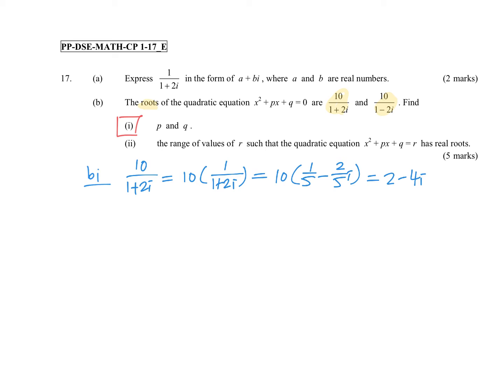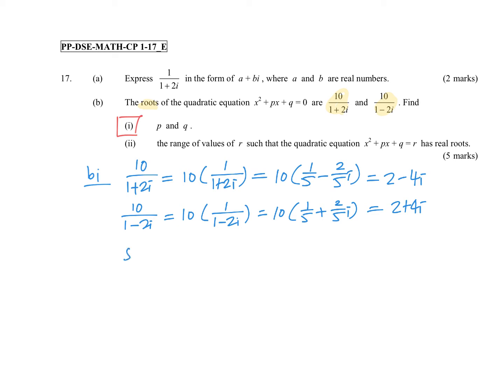And then similarly, 10 over 1 minus 2i. Now I'm not going to redo the rationalization in part A. The rationalization is similar, so we just turn the minus sign into a plus sign. So the second root after simplification will be 2 plus 4i.